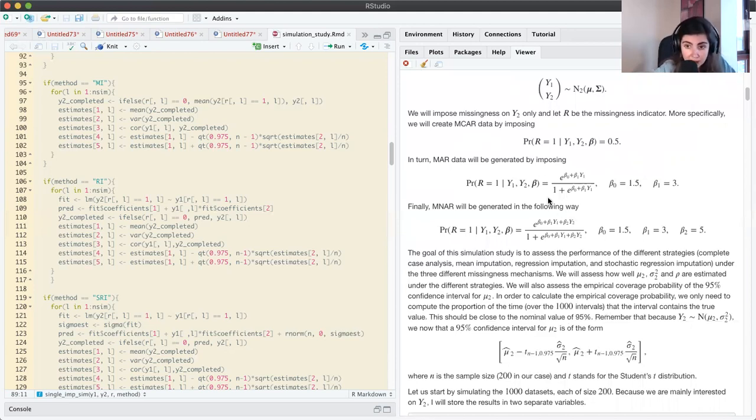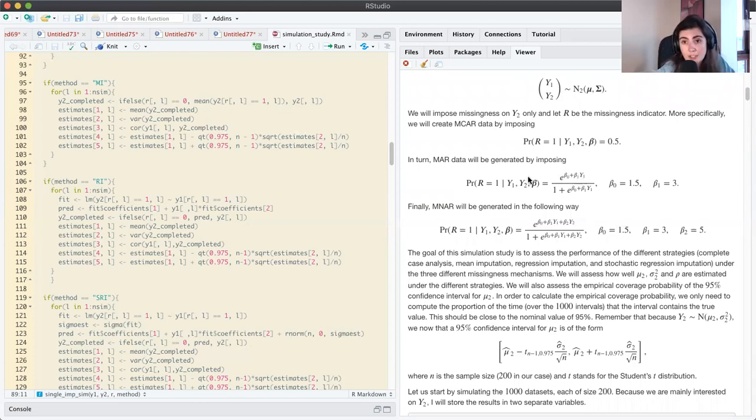And yes, as I said, the goal of this simulation study is to investigate the performance of the complete case analysis and the single imputation mechanisms that we have learned. I haven't considered hot deck, as it is more specialized, so we will be looking at complete case analysis, and then from single imputation, mean imputation, regression imputation, and stochastic regression imputation.